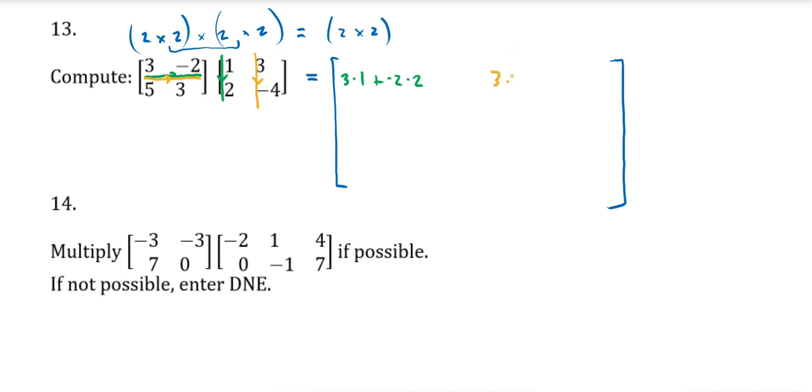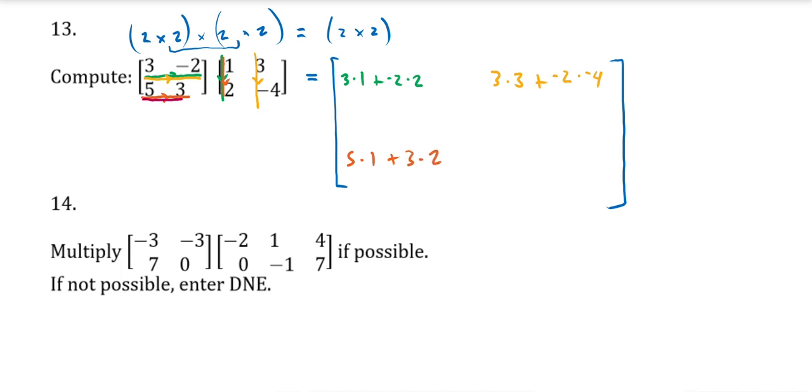So that'll be 3 times 3 plus -2 times -4. Going down to the next row, I'll go back to the first column, and I will go down that row and down that column to find the thing in the second row, first column of my product matrix. This will be 5 times 1 plus 3 times 2.